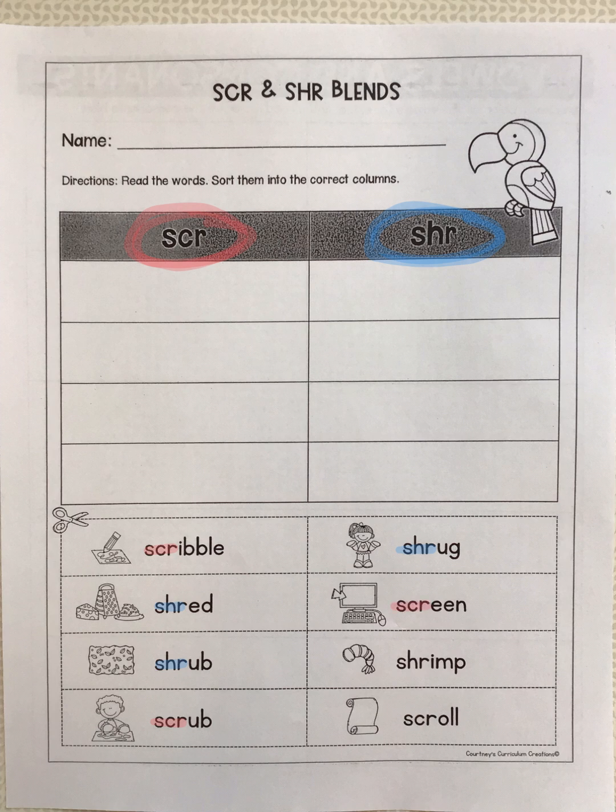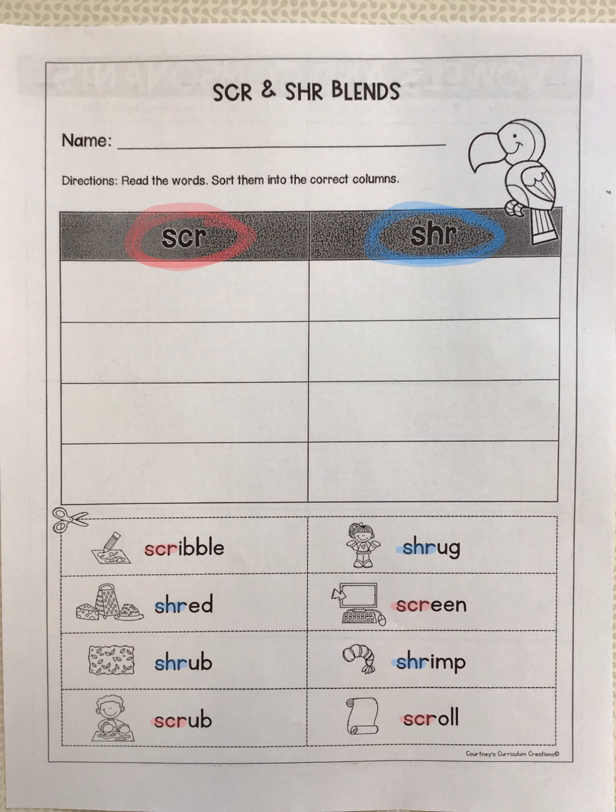Screen. Then we have shrimp, shrimp. And last we have scroll, scroll. Please color your initial blends red or blue. Pause the video. We are now going to write those words into their correct column.